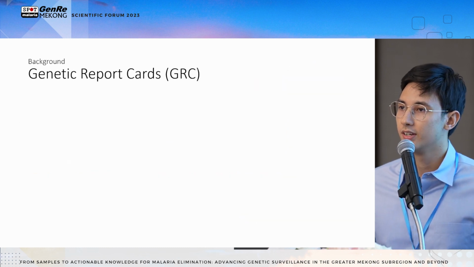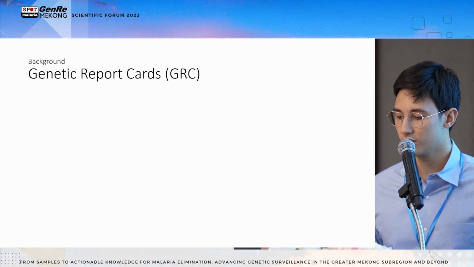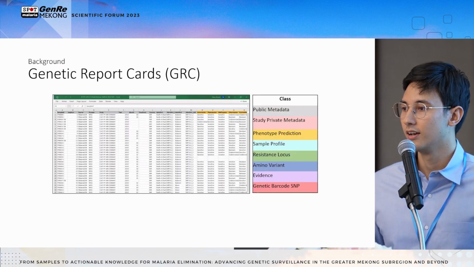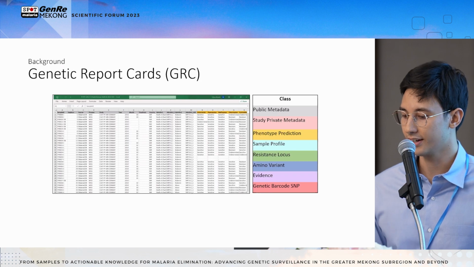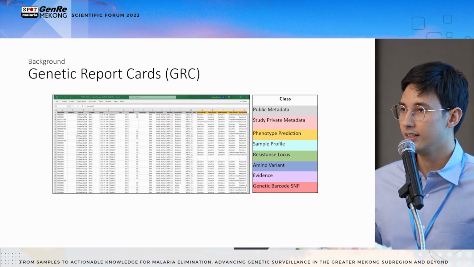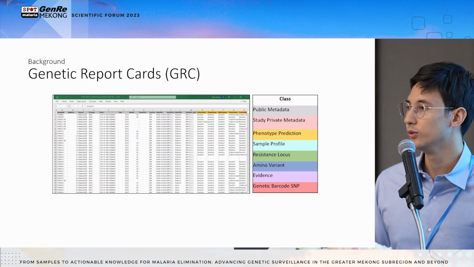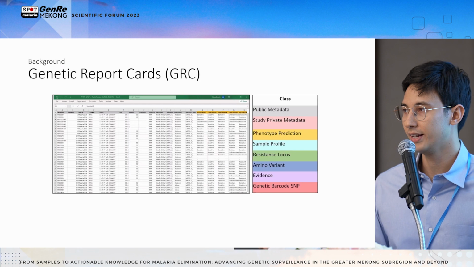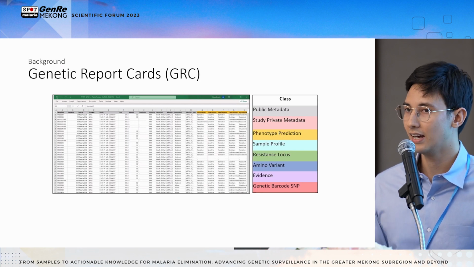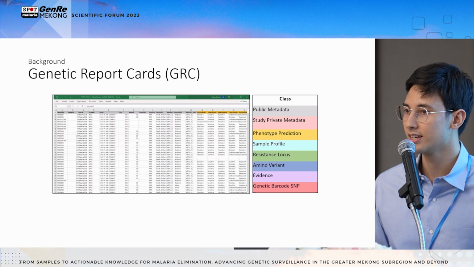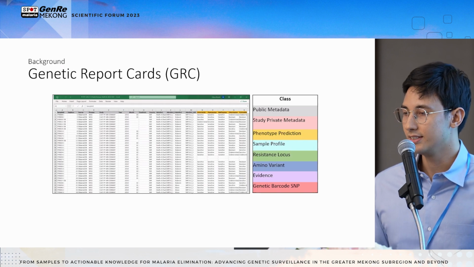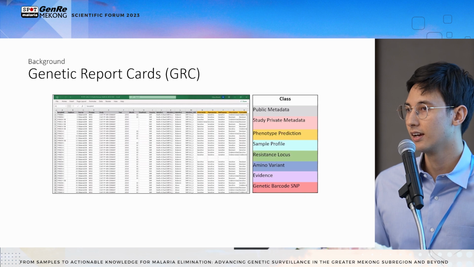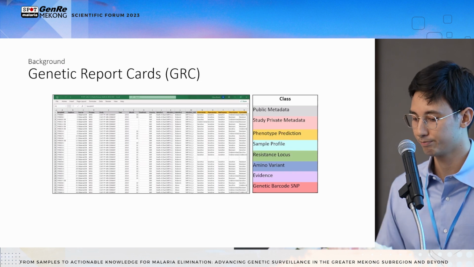One of our key outputs is the genetic report card, which is a large spreadsheet that contains genotype data as well as other metadata of every single sample that's been collected and processed in the project. The genetic report cards contain geographical metadata and other metadata, as well as genotypes for 35 loci associated with antimalarial resistance and 101 loci of the genetic barcode, as well as the predicted resistance to different antimalarials based off of the drug resistance genotypes.